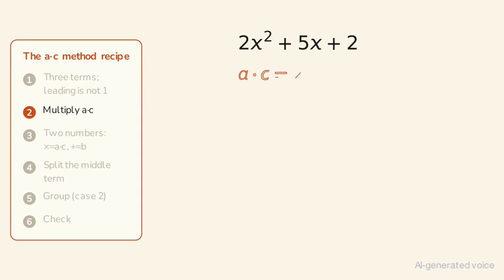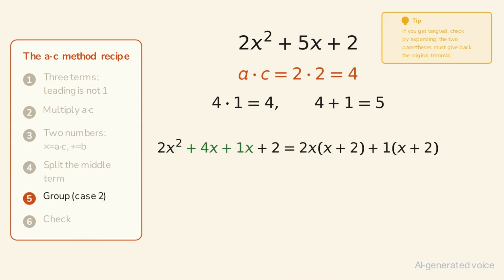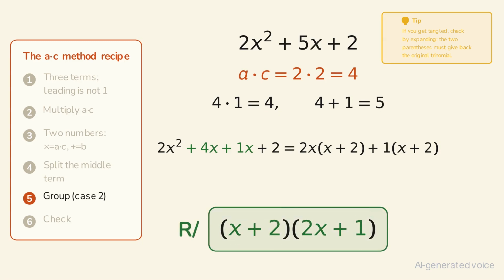Let's do the solution. A times c is 2 times 2, 4. Two numbers that multiply to 4 and add to 5. They are 4 and 1. We split 5x into 4x plus 1x and group: 2x times (x plus 2) plus 1 times (x plus 2). The answer is (x plus 2) times (2x plus 1).